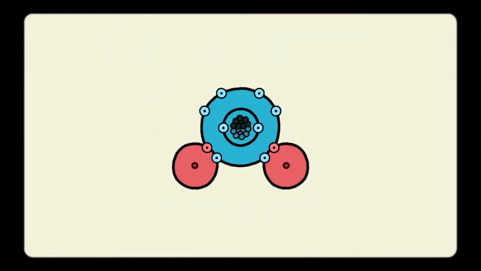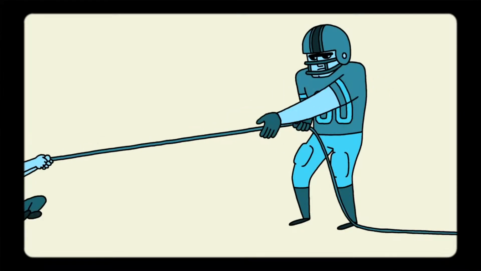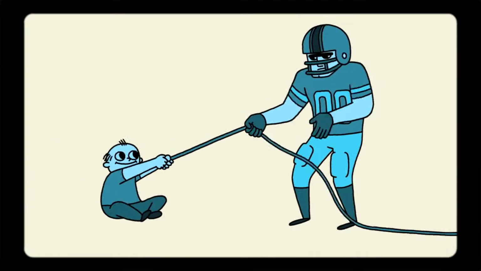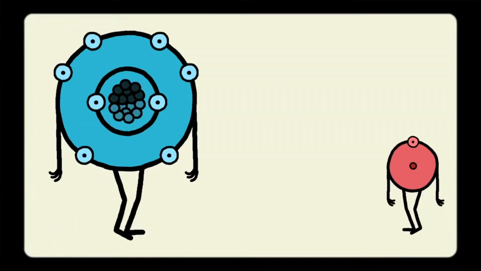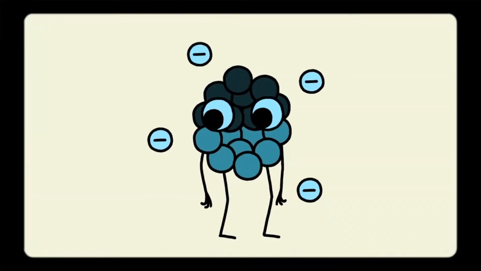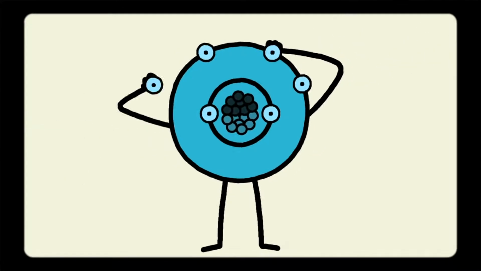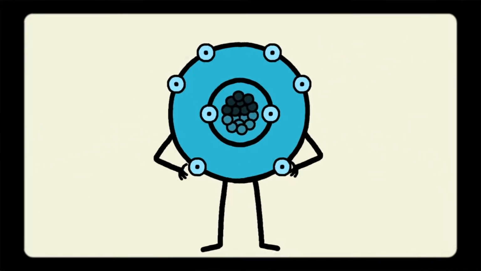For water, the bonding between the oxygen atom and 2 hydrogen atoms within a single water molecule is like a tug of war between a big, strong football player and a cute little toddler. Oxygen is a larger atom with more protons in its nucleus than hydrogen. These positive charges are like a person's physical strength. They are able to attract the negatively charged electrons in the bond, just like a strong individual is able to overpower a weaker individual in a tug of war. So, oxygen is able to attract more than its fair share of electrons.